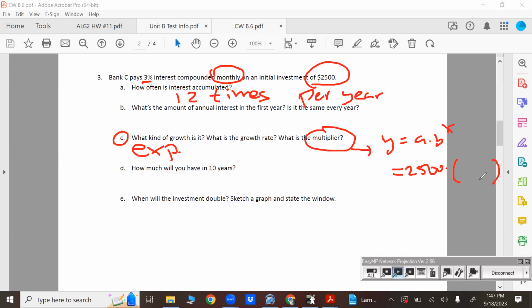Now, this part's a little tricky. You're going to do 1 plus, what's the percent interest here? 0.03. However, it's being compounded monthly, so you have to spread it out over 12 months. You have to divide by 12, exactly. Hold on, let me make more space, guys, sorry. I'm doing part C right now. I'm skipping around a little bit.